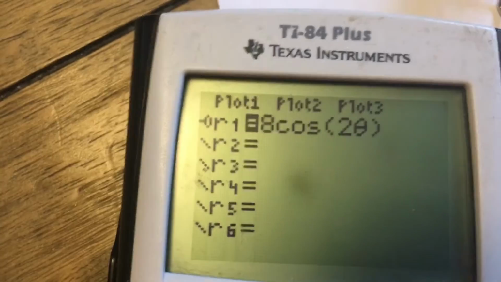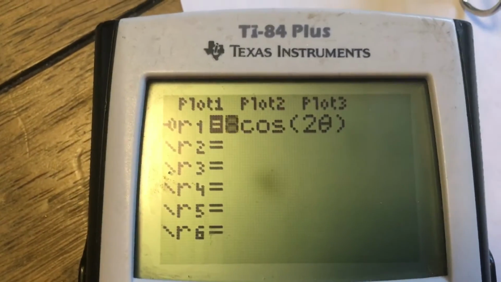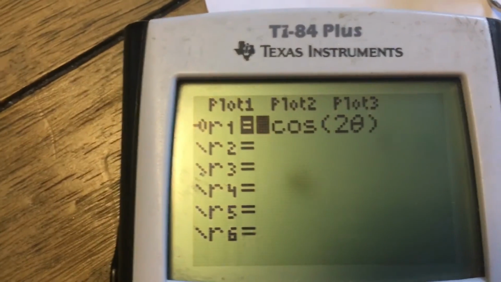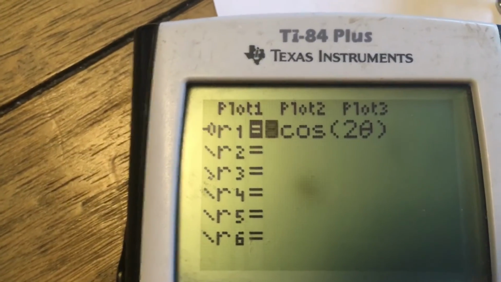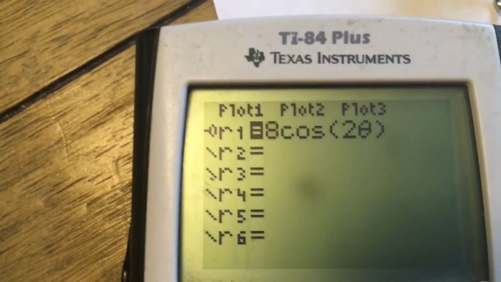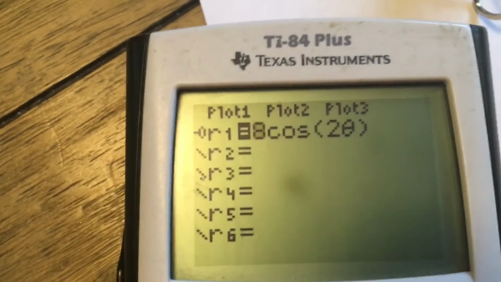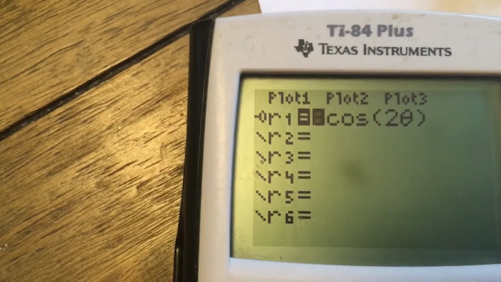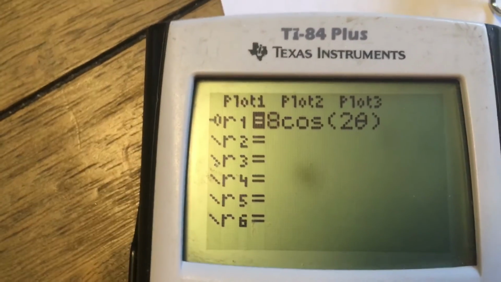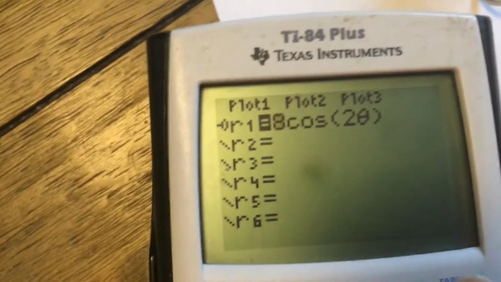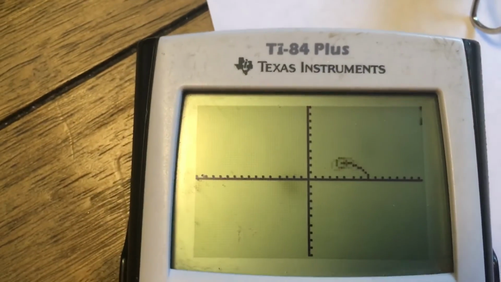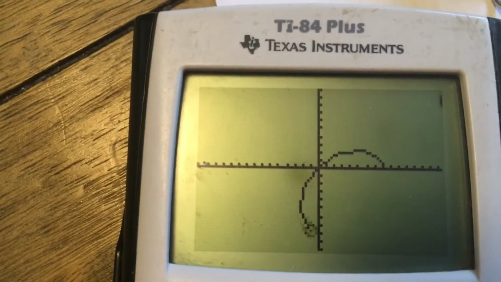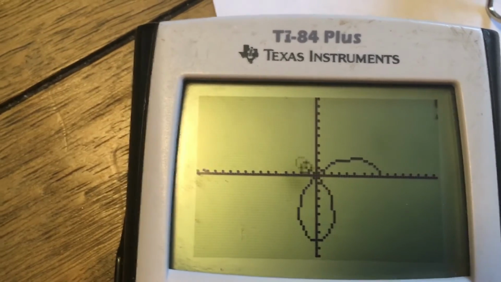So the one fault of Desmos is that it doesn't show you the path. This is really important. So this is 8 cosine 2 theta. Hopefully you guys know that 8 is the petal length and the 2 determines the number of petals. So if there's a 2 in front, I want you to think in your head how many petals it should have. Then I'm going to put graph, and you're going to see if you're right. See how I can see it plotting. So cool.